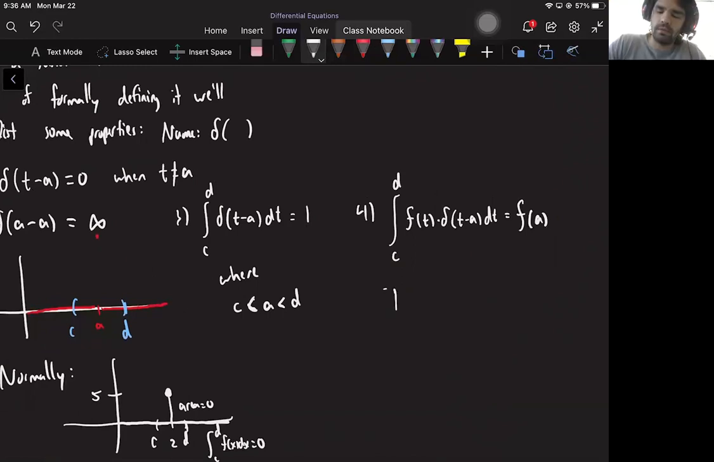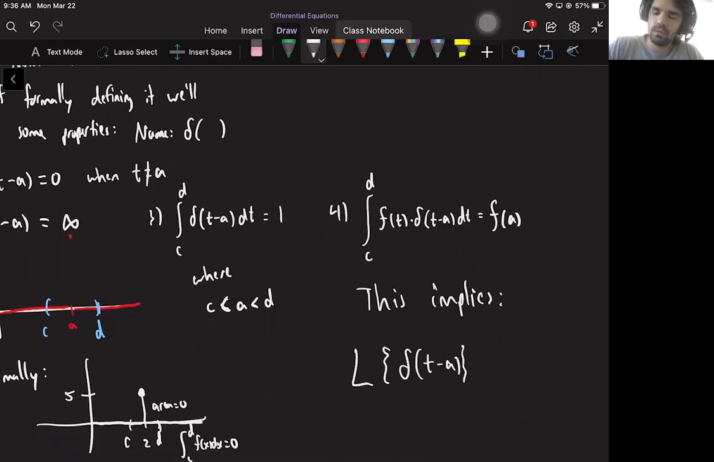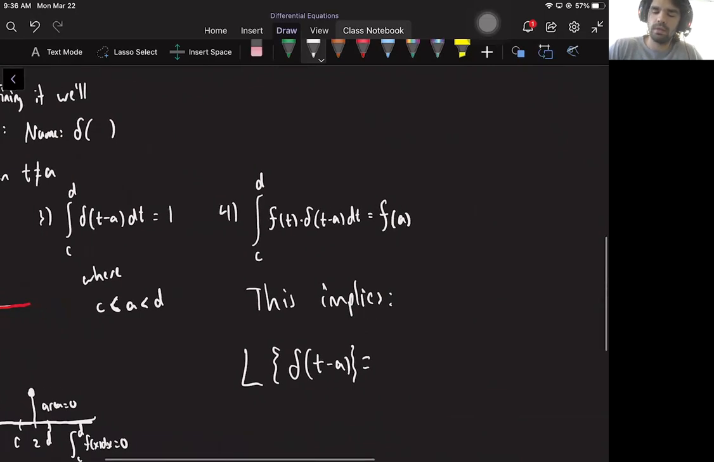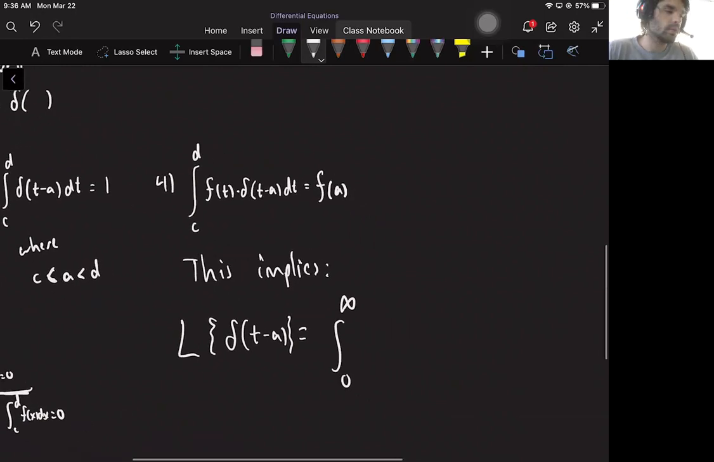to immediately conclude. Actually, it's just number 4 that does this for us. But the Laplace transform of the Dirac delta function is what we're really after, and now I can do it using number 4. The idea is I can just make d go to infinity and make c be 0, and this property will still hold.